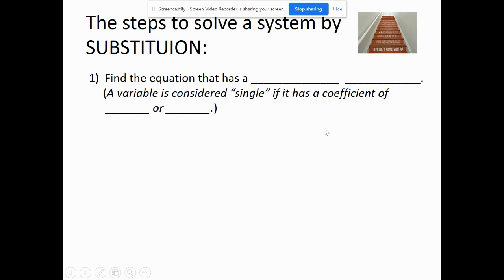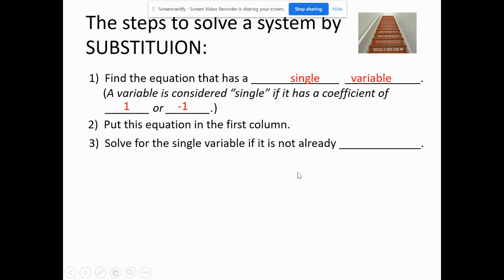The first thing we're going to do is find the equation that has a single variable. A variable is considered single if it has a coefficient of basically 1 or -1. We're going to put this equation in the first column. We're going to solve for the single variable if it's not already single. In other words, there's not one by itself. We're going to have to solve for that first to get one by itself.